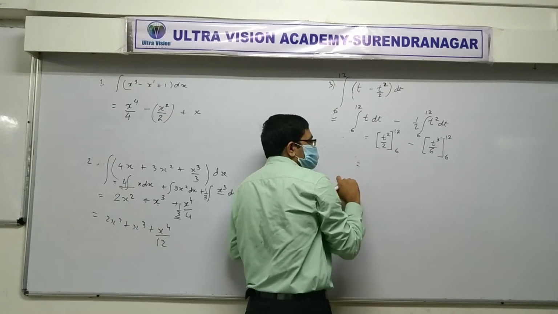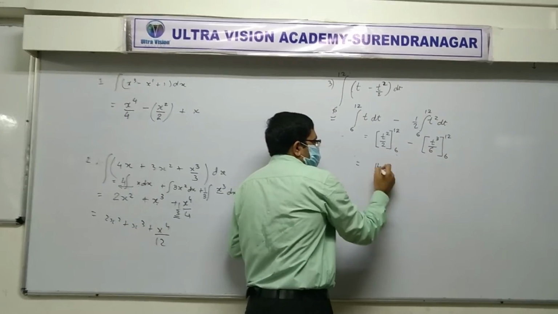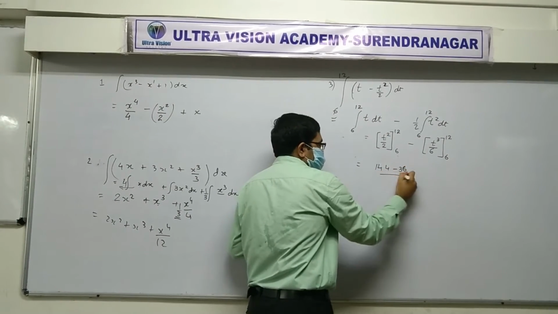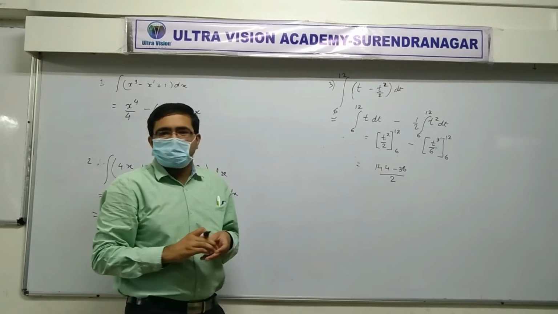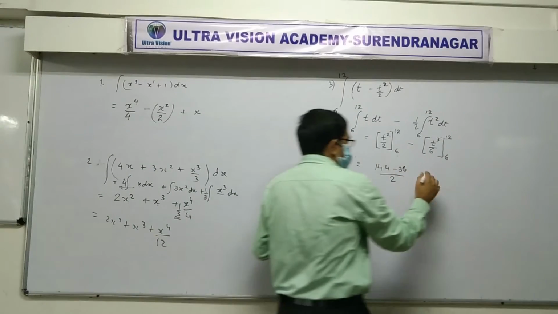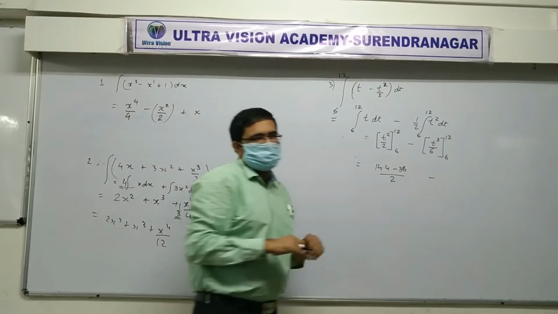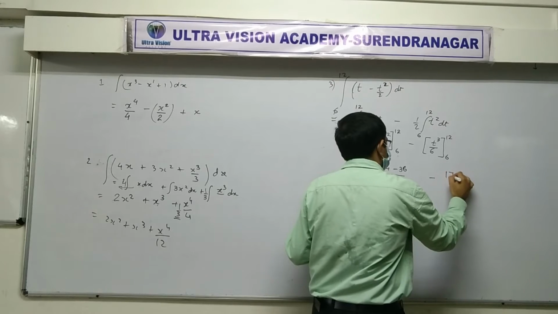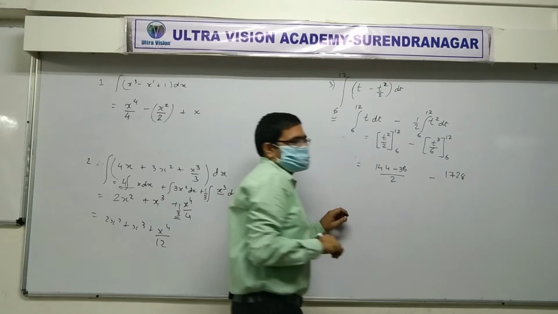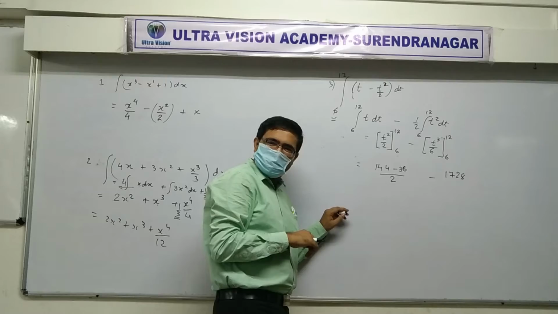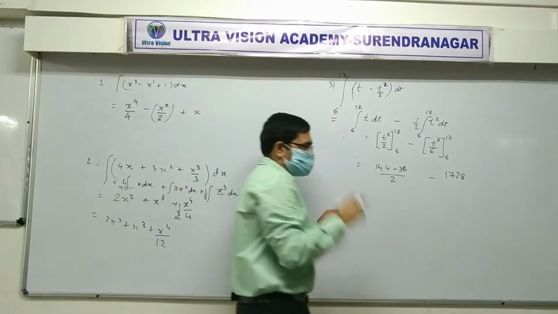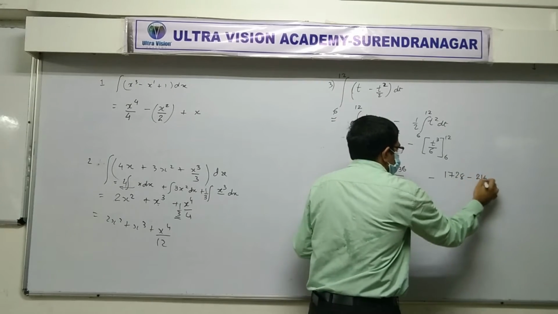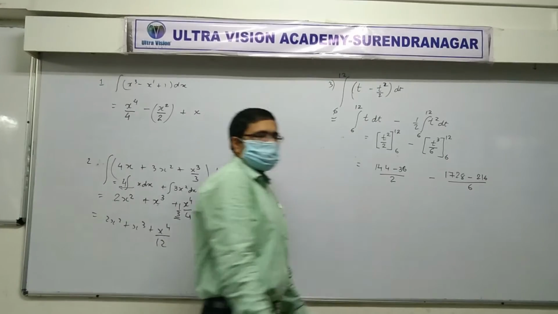12 square, 144, minus the whole divided by 2. Okay or not okay? Yes. Sure? Okay, that's plus minus. Now here 12 cube is 1728. It is the smallest of the Ramanujan numbers. Then we'll talk about it later at the end of the class. Minus 216 divided by 6. Okay?